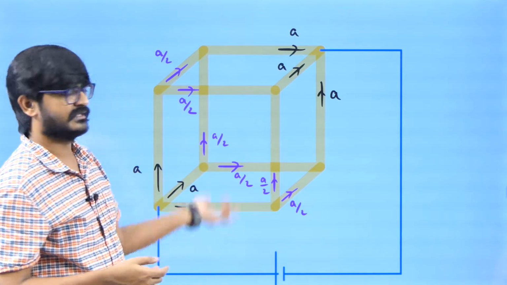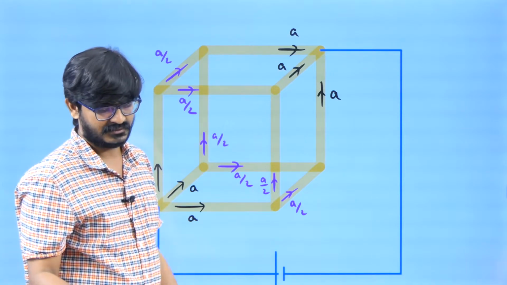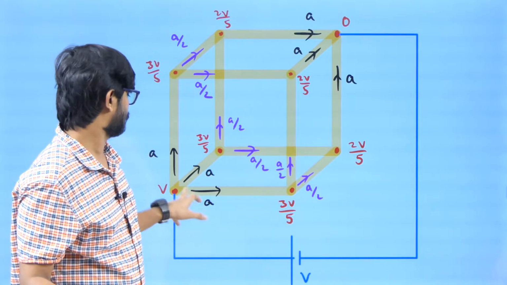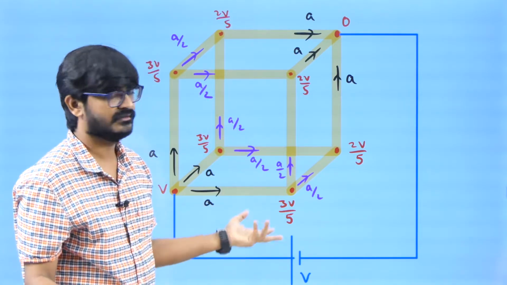That way also you can find the equivalent resistance. Finally it boils down to the same thing, symmetry. In fact, I can find the values of potentials also. I have just put it here. If this potential is V and this is 0, then this is going to be 2V by 5, and this is going to be 3V by 5.